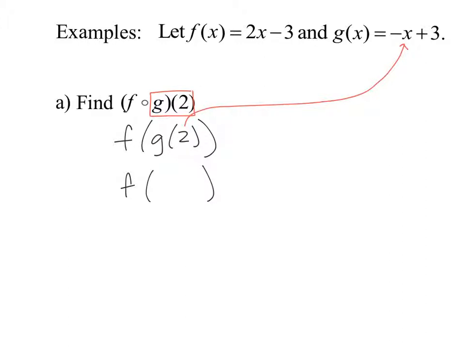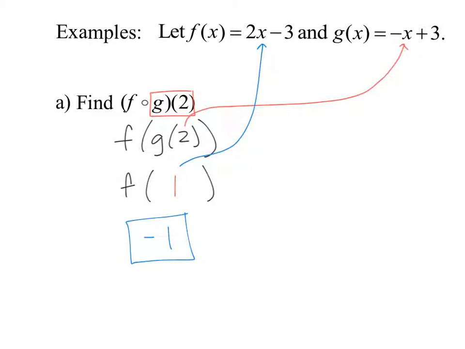You take the 2 and plug it into the g equation, and when you do that, negative 2 plus 3 gives you 1. And then you take the 1 and plug it into the f. So that answer gets plugged into the f equation. Then when you do f of 1, you get negative 1.